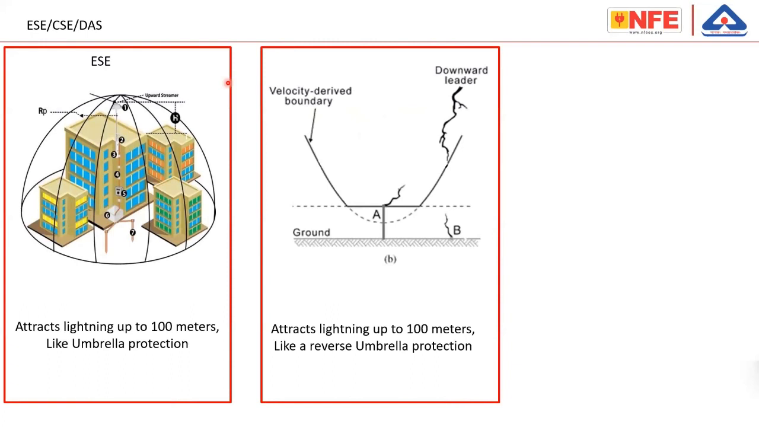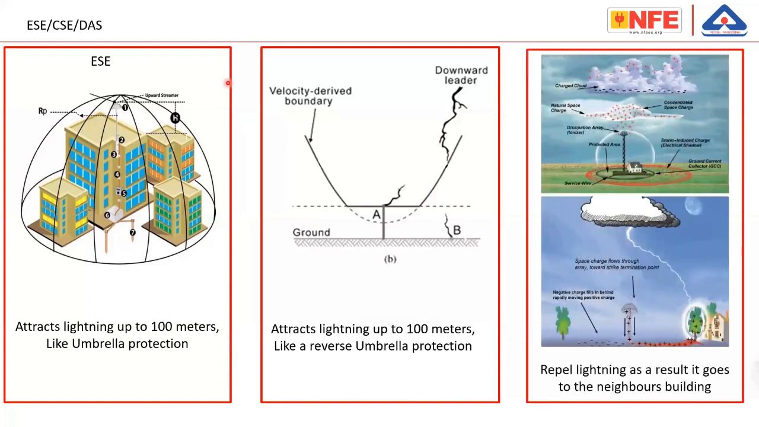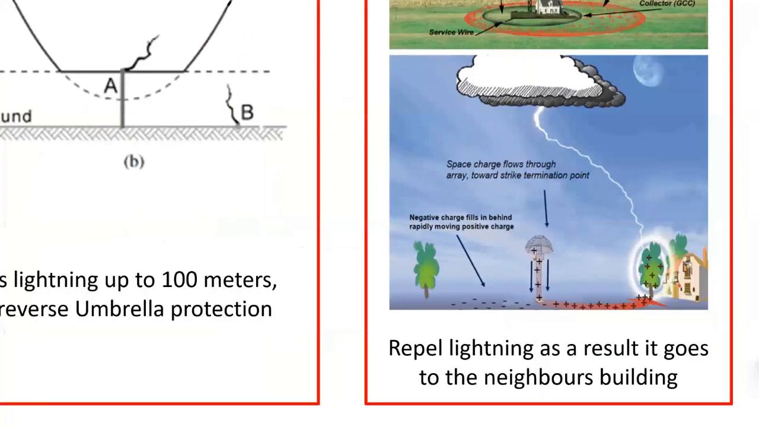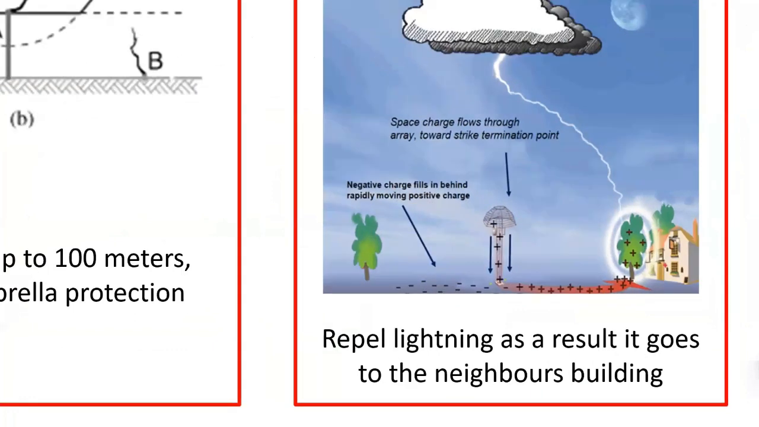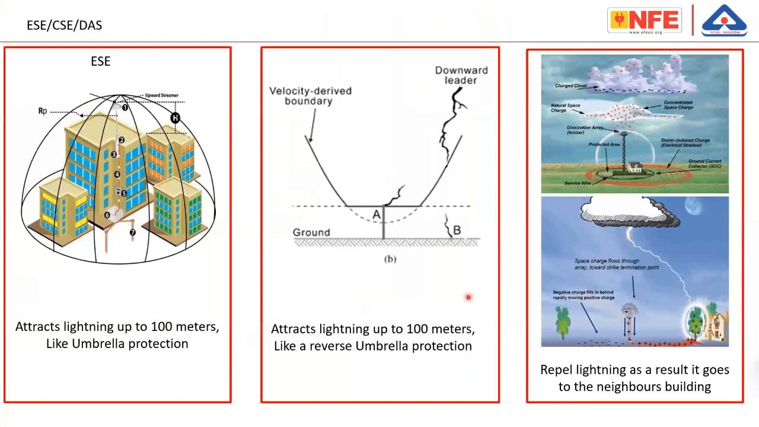The second theory says, the first theory is like an umbrella, the second theory is like an umbrella, but a reverse umbrella. So it is collecting all the lightning up to 100 meters. This is also a non-standard theory. And the third is called lightning dissipating system. This lightning dissipating system says that once a lightning reaches your building, after seeing this special rod, I will zoom it here, you see this picture. The lightning is starting and there is a special installation at the roof of your building. After seeing this special rod, the lightning will go to your neighbor's building. So these three we call non-standard systems.